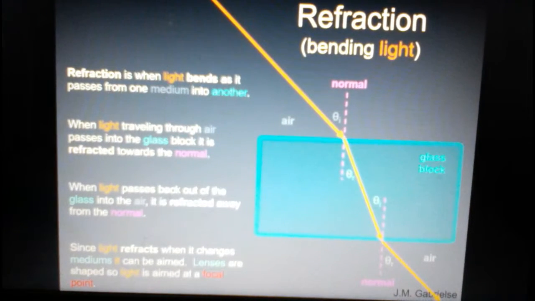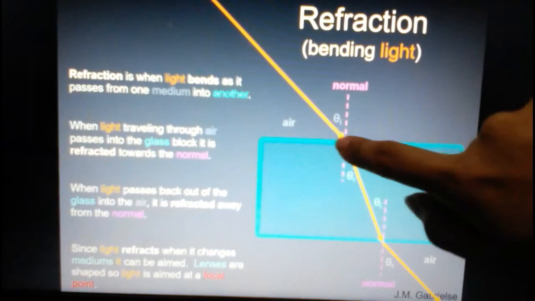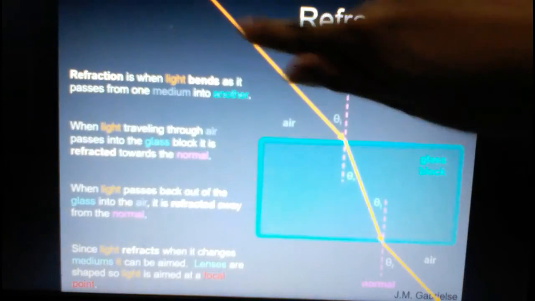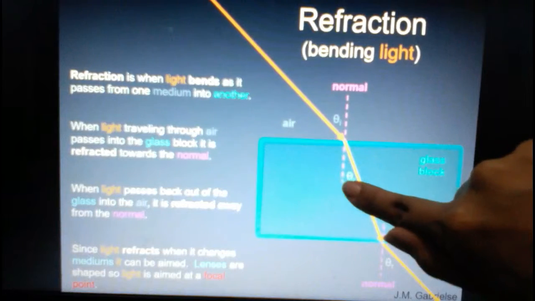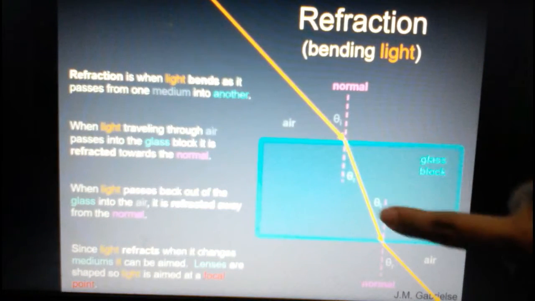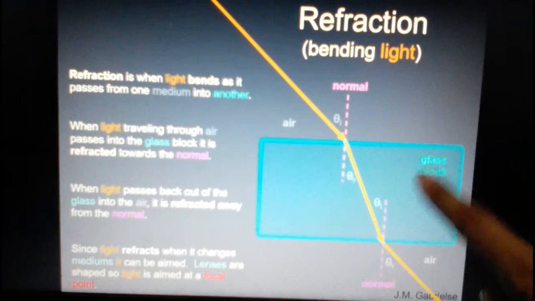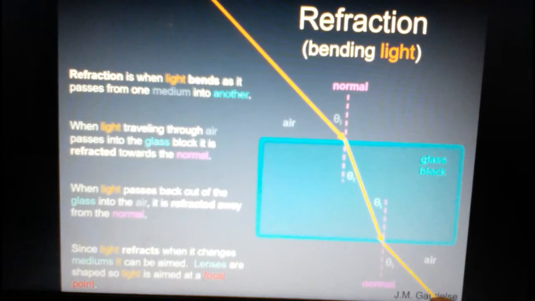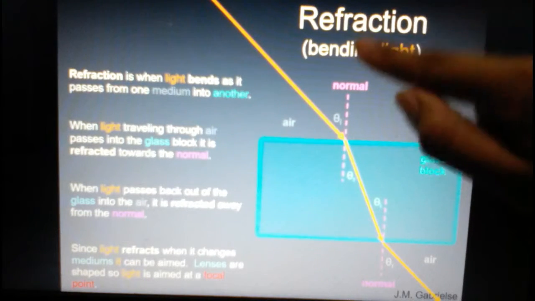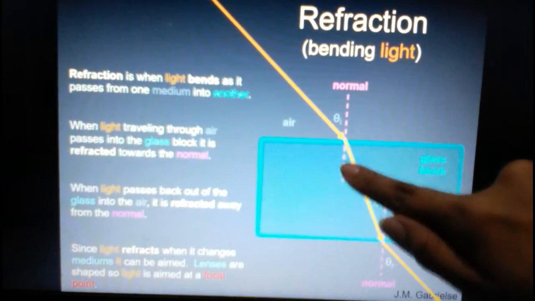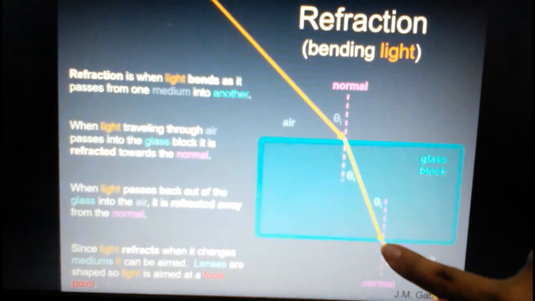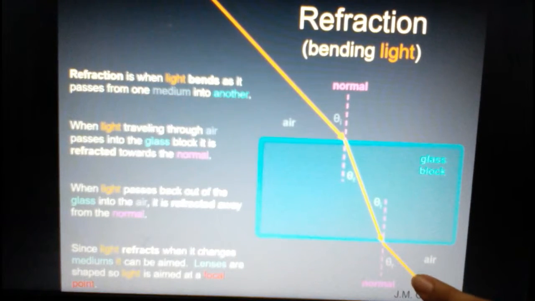So let me repeat it again. When light travels through air and passes into the glass block, it is refracted towards the normal. And when the light passes through the glass block and goes out again into the air, it is refracted away. So when it goes into the glass block, it is towards, and when it goes back out, it is refracted away from the normal.